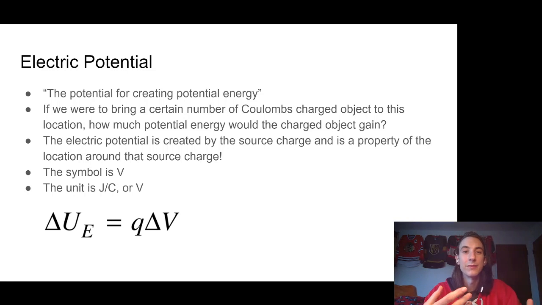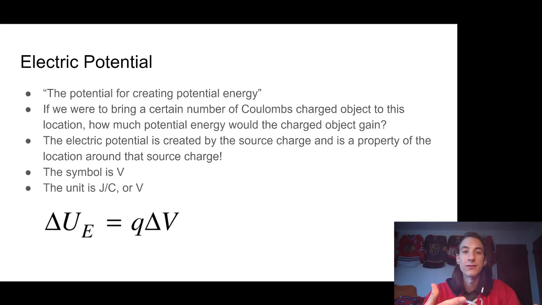And we can think about it as a property of the location. So, if we were to bring a certain number of coulombs charged object to this location, how much potential energy would the charged object gain? That's one way to think about it. And one of the really important parts is this idea that the electric potential is created by the source charge, and it's a property of the location around that source charge. So again, just like we saw with the field, it's created by the source charge, and it's a property of the location. We can pick out a point and say, at this point, this is the voltage. This is the potential at this location. And I'm going to use them kind of interchangeably.